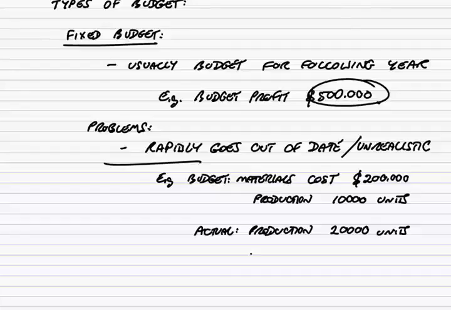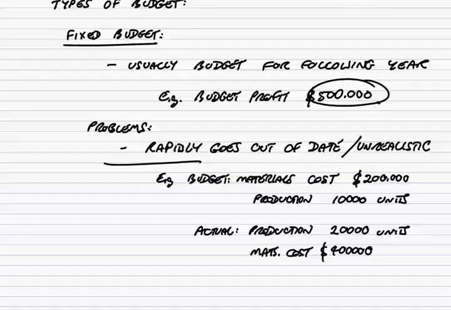And if the actual cost of materials turned out to be 400,000, well, it would be ridiculous and terribly unfair, when you came to appraise your manager, to say, you've spent 400,000, the budget said 200,000, you've done a bad job. Obviously the manager's spent more, and I'm not going to be at all surprised if you produce twice as many if he spends twice as much.